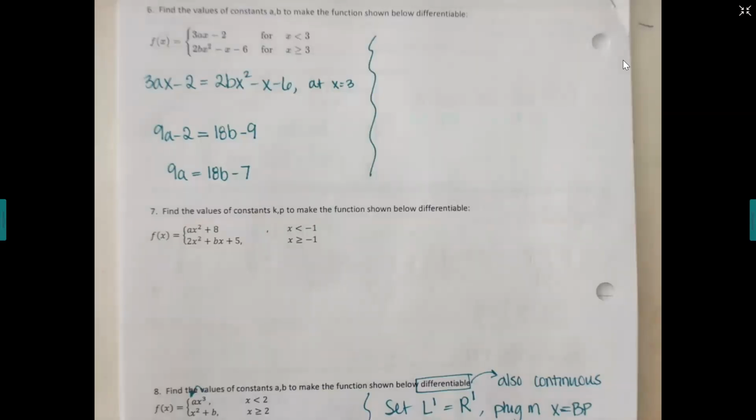Now, sorry. I think we did this wrong. This was a 2bx. Yeah, so you do the 3 squared first. What's that? Times 2bx.